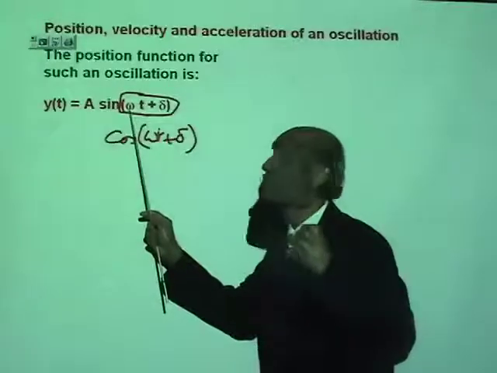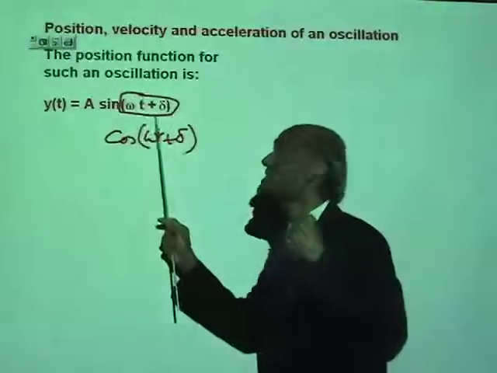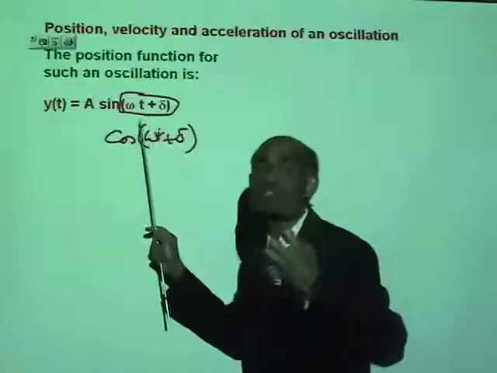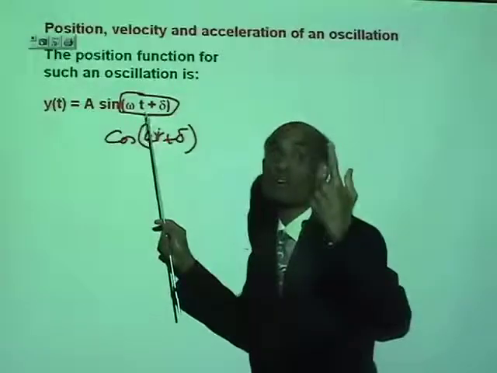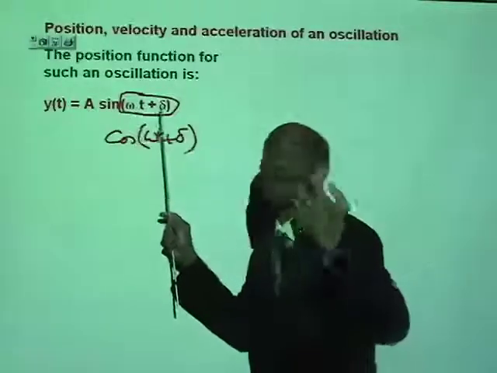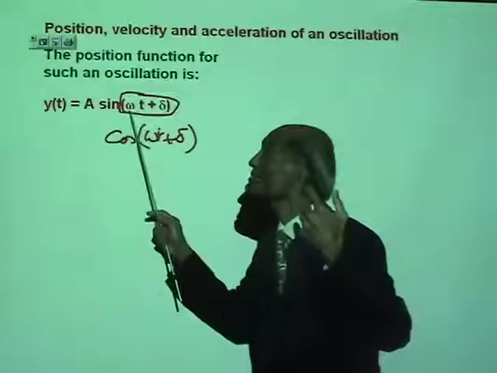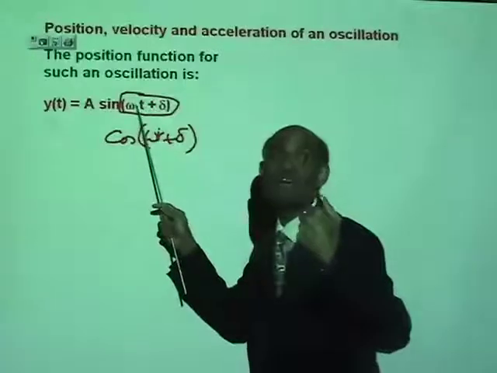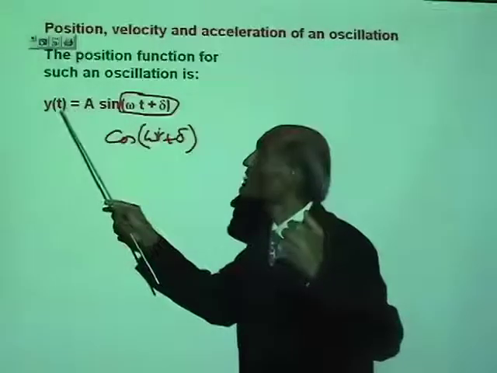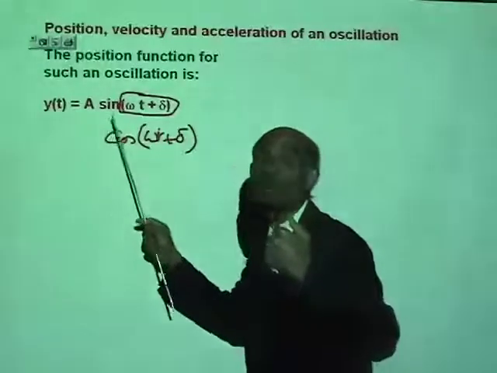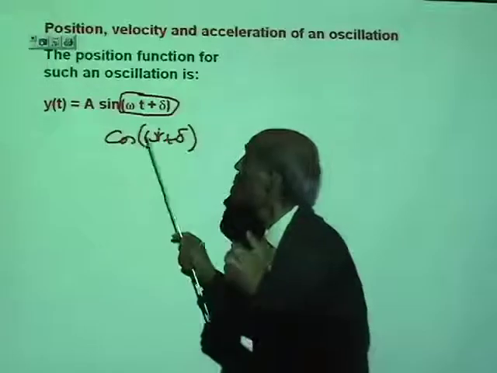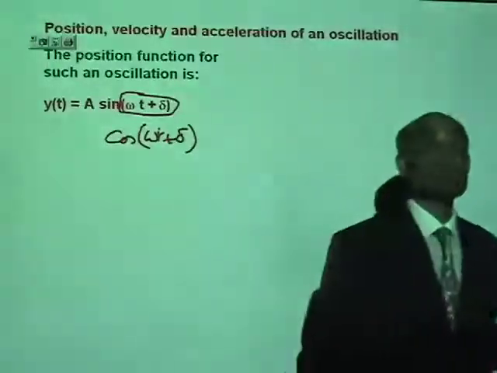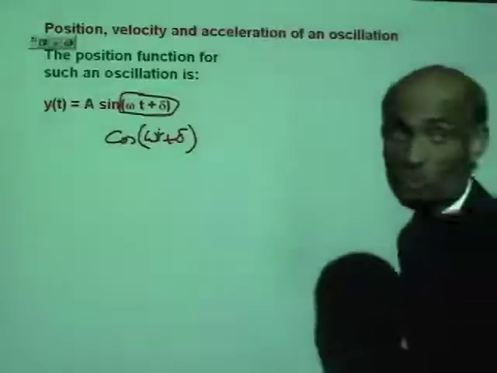What is the derivative of omega t plus delta with respect to t? t is the variable there. Omega and delta are constants. So what is the derivative of omega t plus delta? It's omega. So the derivative of this function will be omega times cos omega t plus delta. I hope you understand that.